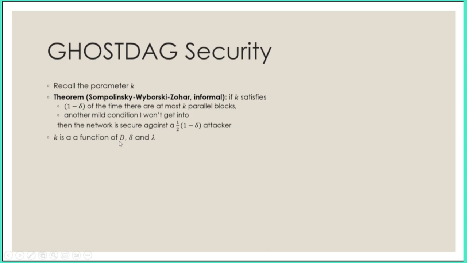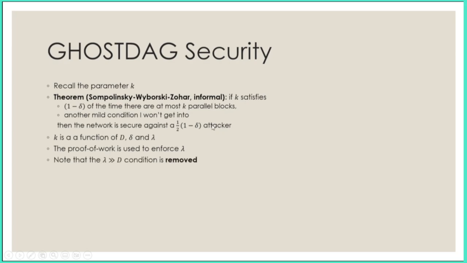Now, K, how do I compute K? I'm not going to say exactly. There is a computation to choose a K that satisfies this. It's a function of D, of delta, and of lambda, that is, of the network latency or some bound of the network latency, the amount of security I want to guarantee, and the block delay. And the reason we even need proof of work is to enforce that the block delay is what we assume it to be.